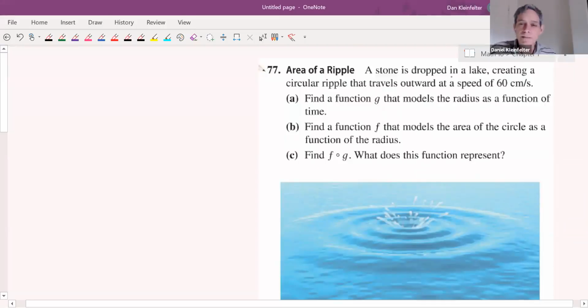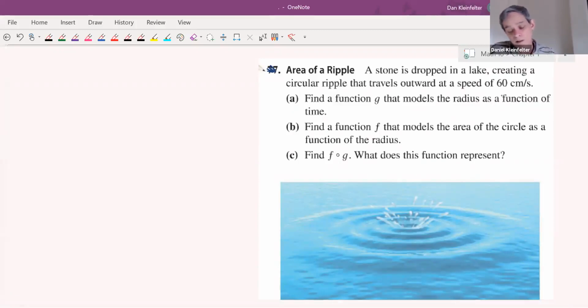In some of these examples, it can really seem like we're just playing around. Like, let's take this number, put it into this function, and then put that into some other function. It can seem like we're just playing around, and you wonder what application this could have. Here's one example of an application. It is a little bit contrived, but it will give some sense of exactly how this is going to work realistically. So here the story is: a stone is dropped in a lake, creating a circular ripple that spreads outward at the speed of 60 centimeters per second.